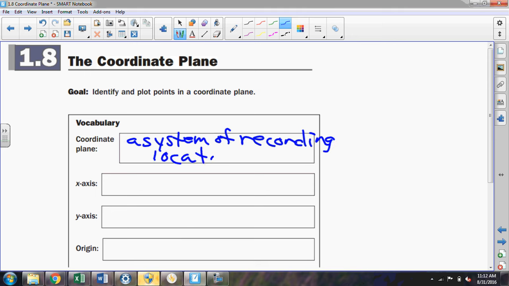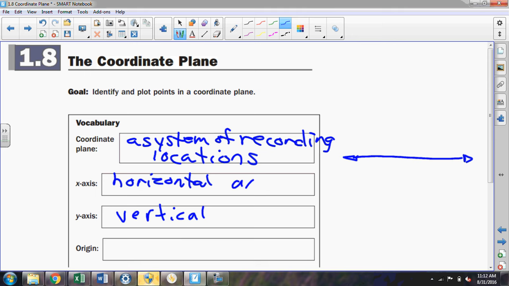is nothing more than a system of recording a location or multiple locations. We split it up as a horizontal axis, which we call the x-axis. And then we also have a vertical axis, splitting the plane up into 4 sections, which we call quadrants.